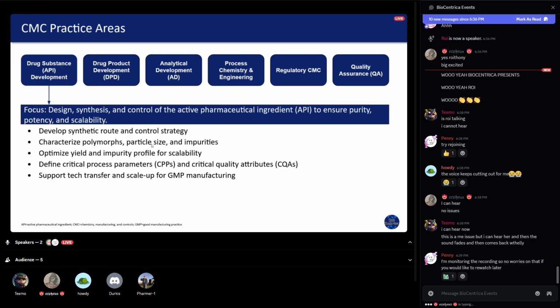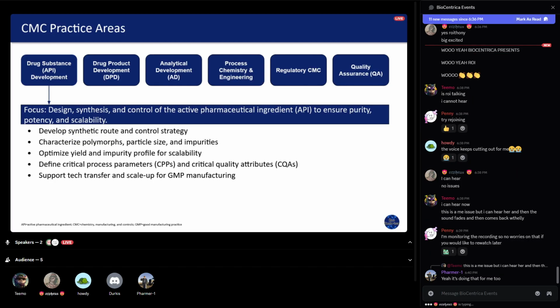So we'll start out on API. API is mainly the designing, synthesis, and control of the API to ensure purity, potency, and last but not least, scalability. So when you're super early in this process, a lot of the time, if you don't know the drug is going to work, you don't want to make it in bulk, right? So you'll probably make a little bit of it, and then you'll end up scaling it up. In the very beginning stages, you'll be developing that synthetic route and any control strategies.